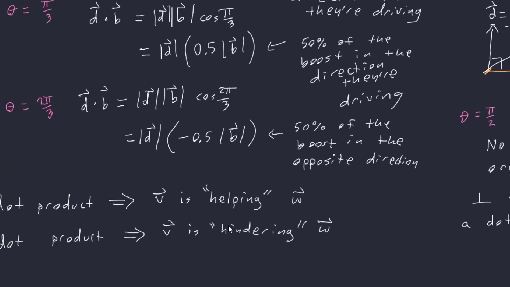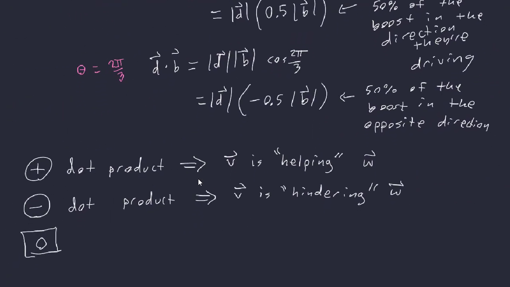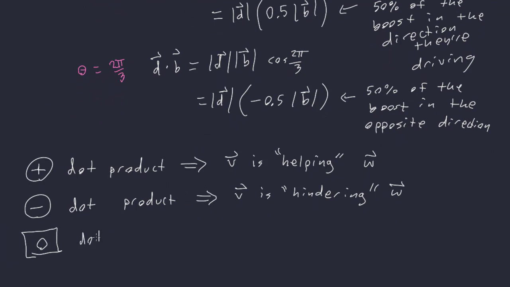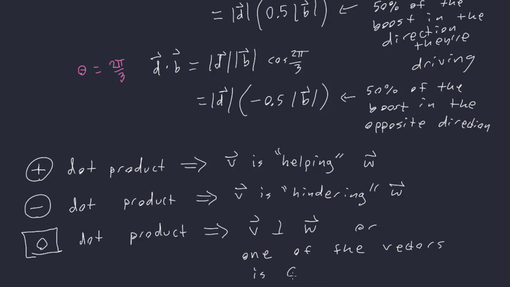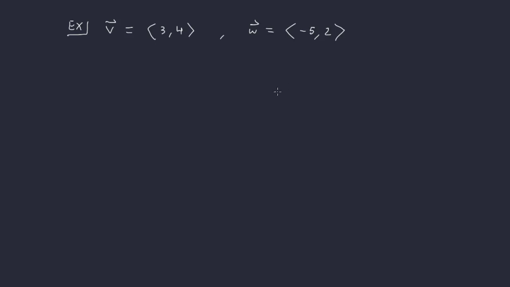Okay? All right, so a 0 dot product essentially means that V is perpendicular to W, or one of the vectors is 0, what I call the 0 vector, which would be the vector made up of just zeros. All right, let's look at an example with some actual vectors here.